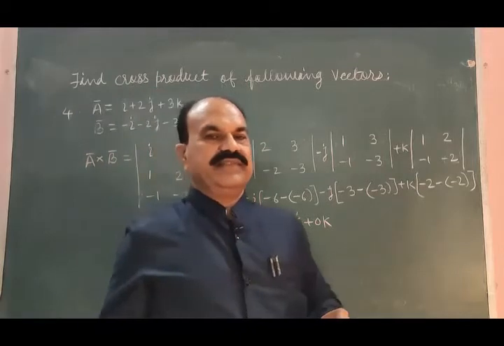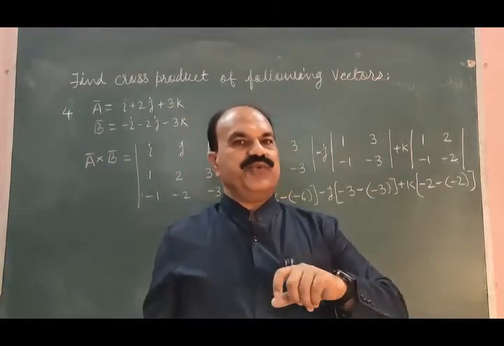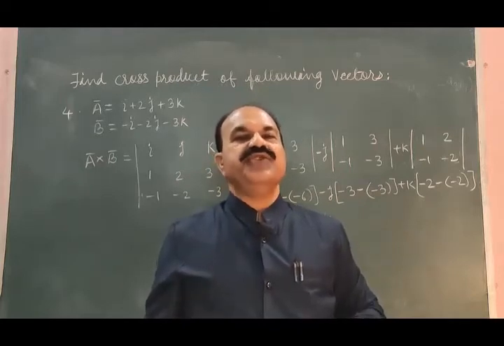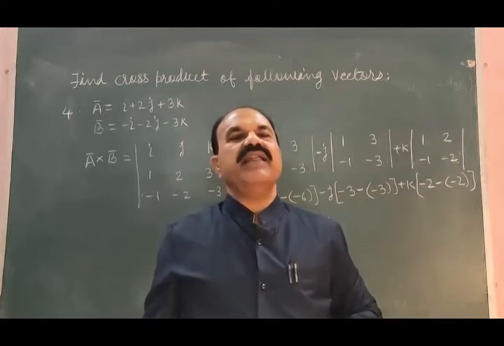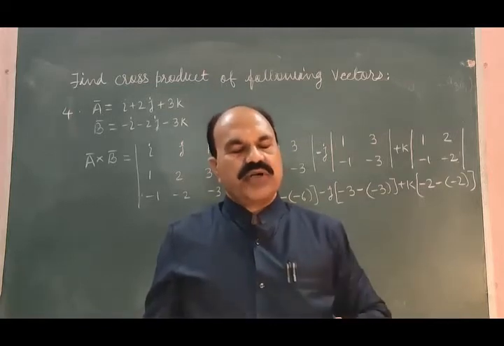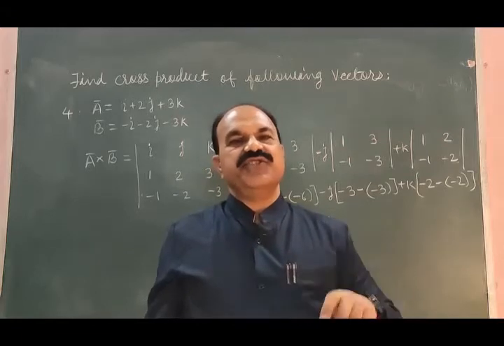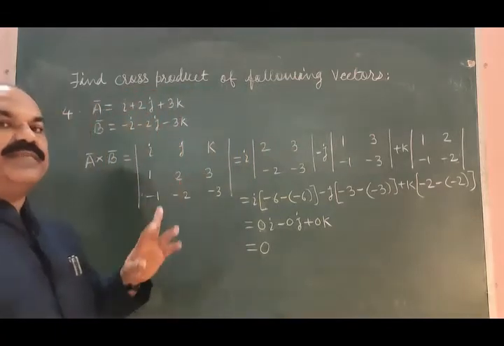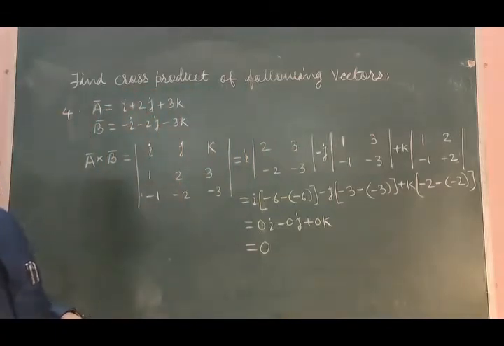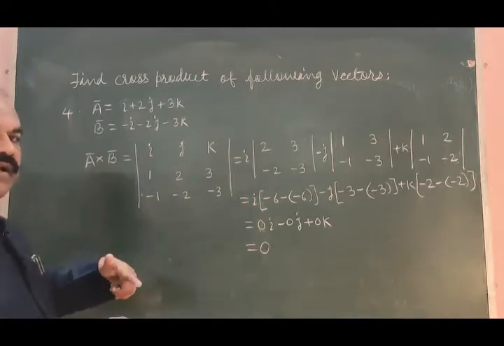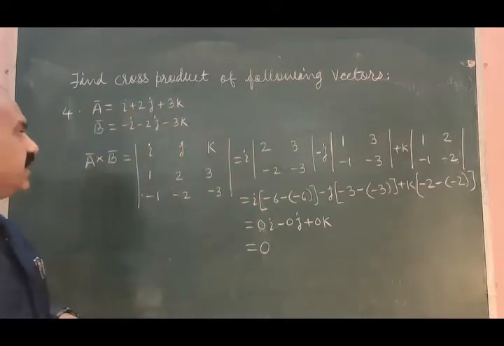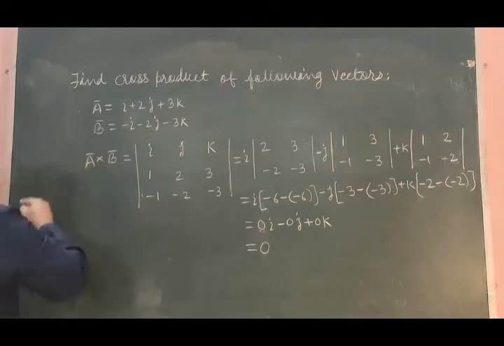So the cross product of vector A and vector B here is found to be 0. We know one thing: i cross i is 0, j cross j is 0, k cross k is 0. It means that the cross product of parallel vectors is always 0. So here vector A and vector B should be parallel vectors. The direction may be opposite to each other. So it is plus, it is with minus. Let us go to the next problem, the fifth one.